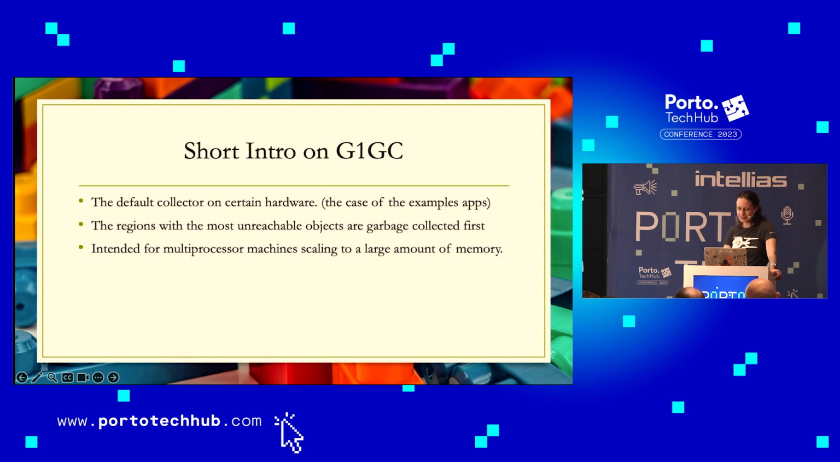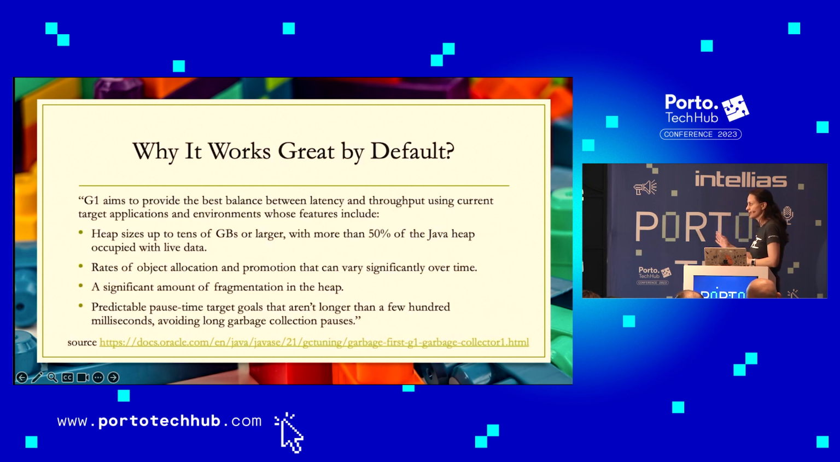Now, G1GC works great by default, and this is from the documentation. But the garbage first collector is not a real-time collector. It tries to meet some set pause targets with high probability over a long time, but this can exhibit lower overhead throughout time compared to other collectors. So this can affect throughput over time due to its sometimes concurrent nature.